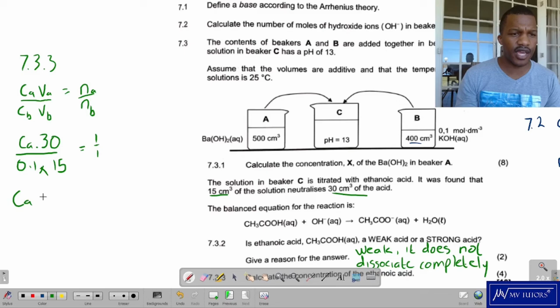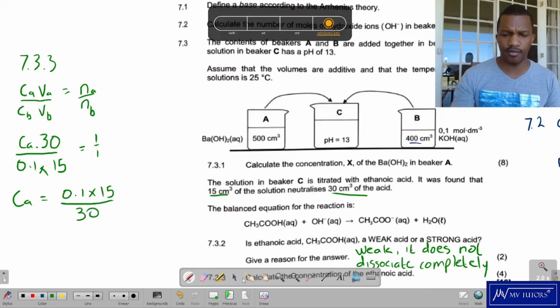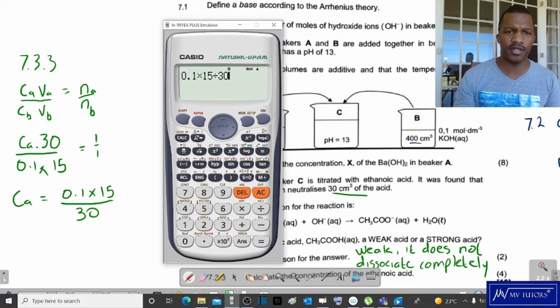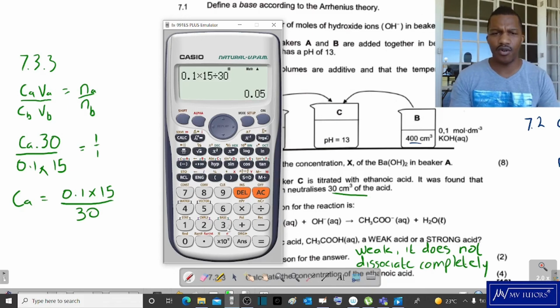Okay, so let's just do mathematical gymnastics. CA is equal to 1, this is the 1, and then if I take this to the other side, it's going to be 0.1 times 15 divided by 30. All right, let's bring out our calculator. So that is going to be 0.1 times 15 divided by 30, and we get 0.05.